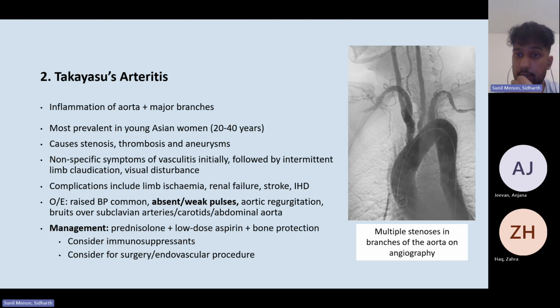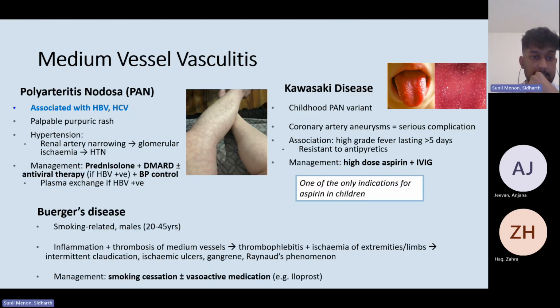The picture shows the aorta, of course, and it's not showing the renal artery, but you can see multiple stenoses in the branches of the aorta. Management: prednisolone, low dose aspirin, and bisphosphonates again. You consider immunosuppressants if that's not working. It's case dependent, and you can consider neurosurgery, endovascular surgery, to break up the occlusions.